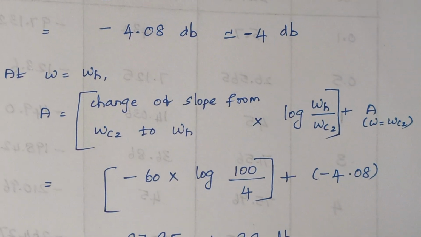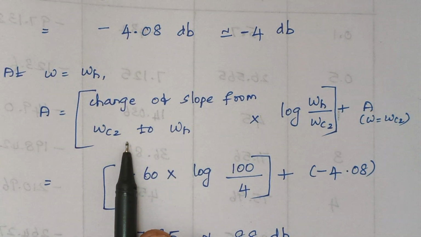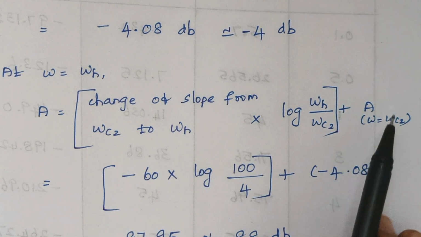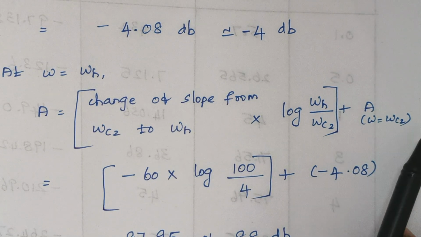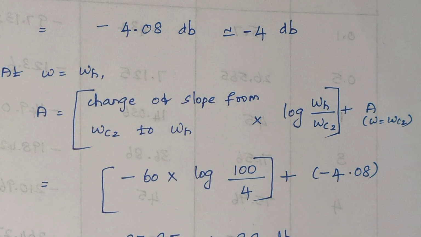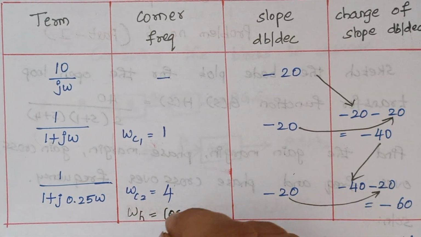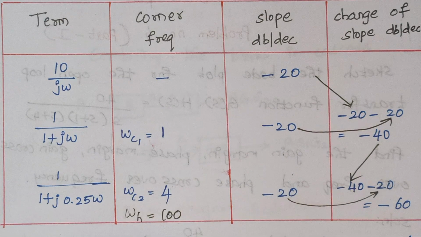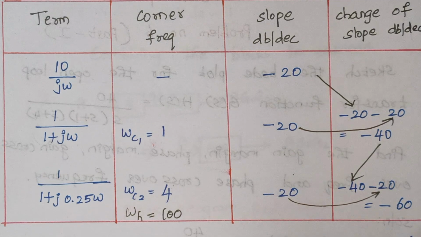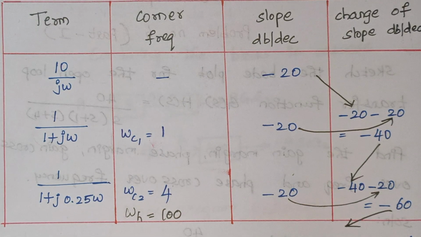And the next step is at omega equal to omega h, and again here the formula is change of slope from omega C2 to omega h into log of omega h by omega C2 plus value of A when omega equal to omega C2. So change of slope from omega C2 to omega h, again we have to look at our table. You see here we have taken the value of omega h as 100. So while writing in ascending order, your omega h will come here. So change of slope from omega C2 to omega h, this minus 60 will be contributed here. So that is the value we have to substitute.